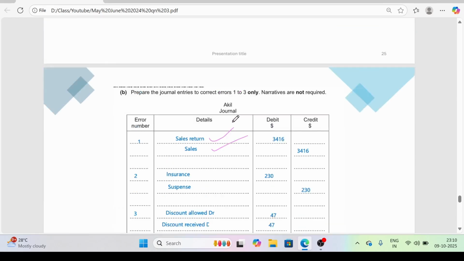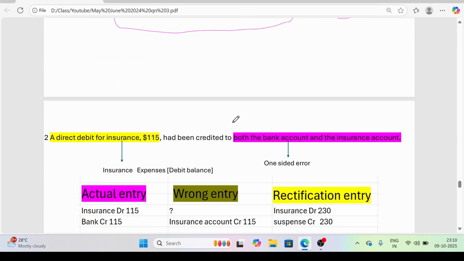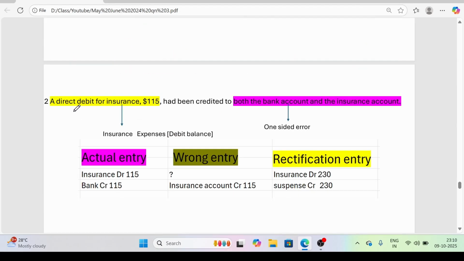Sales return debit, sales credited. Okay. Then we are moving to the second question. Direct debit for insurance 115 had been credited both the bank account and the insurance account. Okay, let's see. Up to here, a direct debit for insurance 115.